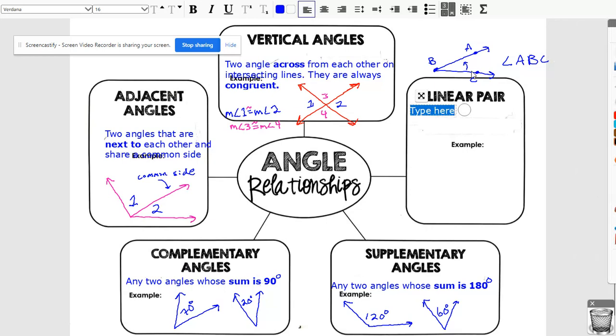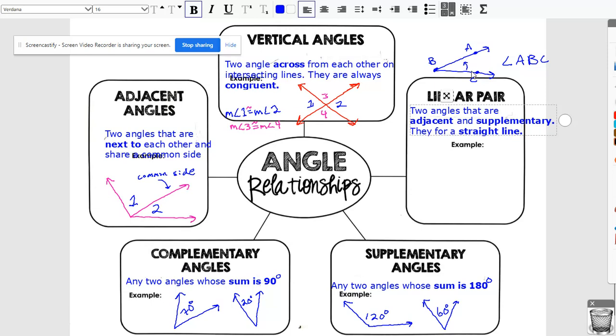Linear pair gets a little bit more specific, because we're going to use two of our relationships already. So a linear pair is two angles that are not only adjacent to each other, they also have to be supplementary. So two angles that are adjacent and supplementary to each other. And we also know that they form a straight line.